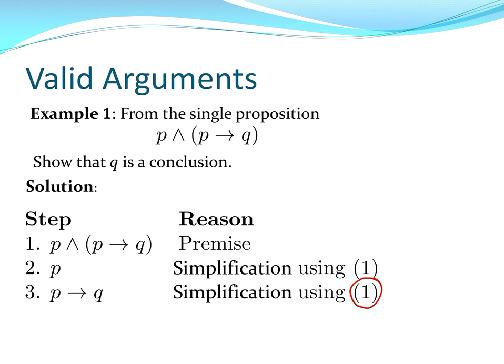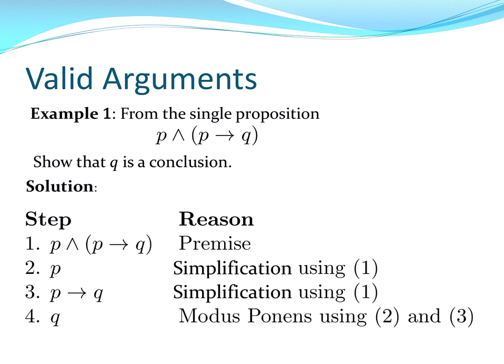So I know all of these things are true, either because it's a premise or because we've used a valid rule of inference. And now what can we do? Well, now we have in 2 and in 3 the two premises for modus ponens. So using modus ponens, we can write down Q, and our reason is modus ponens using line 2 and line 3 together. And since Q is what we were trying to show, we are done.